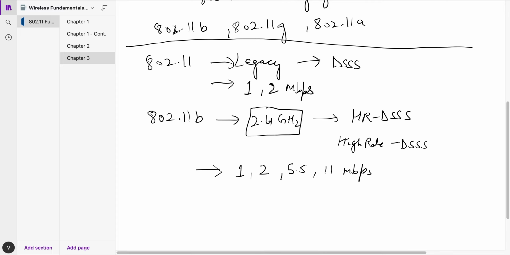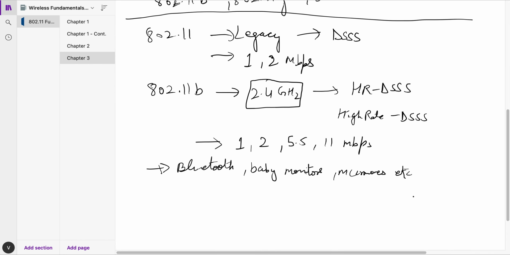And we also need to know that within the 2.4 gigahertz band, we have other devices also working like Bluetooth. We have baby monitors. We have microwaves, etc., which usually raises the noise floor of the 2.4 gigahertz spectrum. Hence, it's always crowded. Okay.